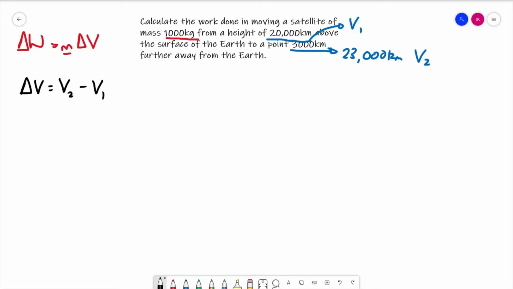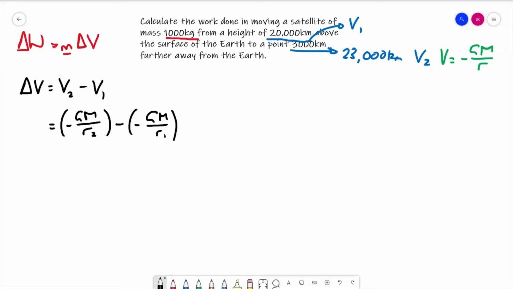Now, before we start plugging numbers in, I want to do just a little bit of algebra on this, just to make our lives a little bit easier. It's going to look messy at first, but then it will tidy itself up in a moment. So we've got the equation for potential. We know that potential is minus GM over r. So we can now start to form an equation. We have minus GM over r2, where r2 is 23,000 kilometres above the surface of the Earth, minus V1, which is minus GM over r1. Now we do it this way because we can see that we've got a couple of minus signs here. We've got minus minus, which we know will end up as a plus.